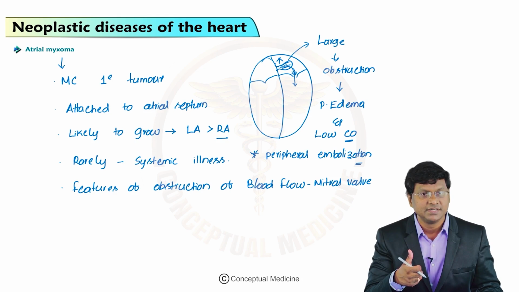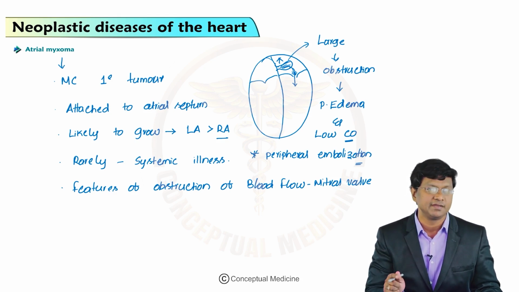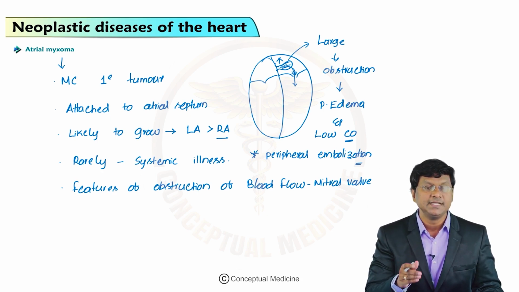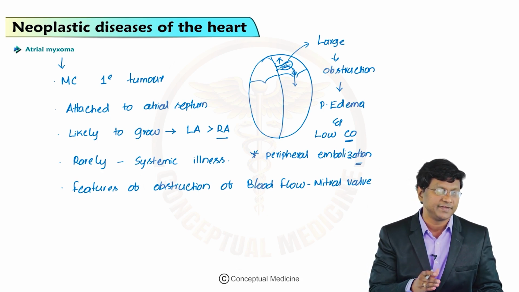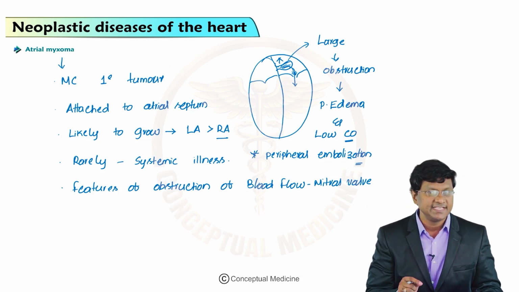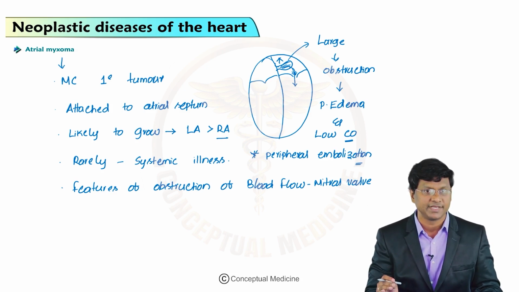So to summarize, the most common primary tumor of the heart is atrial myxoma, and it constitutes 50% of all tumors in adult case series. It is generally attached to the atrial septum and is more likely to grow on the left atrial side of the septum rather than the right atrium. These patients have the characteristics of systemic illness, and they also have obstruction of blood flow at the mitral valve level, or signs of peripheral embolization.